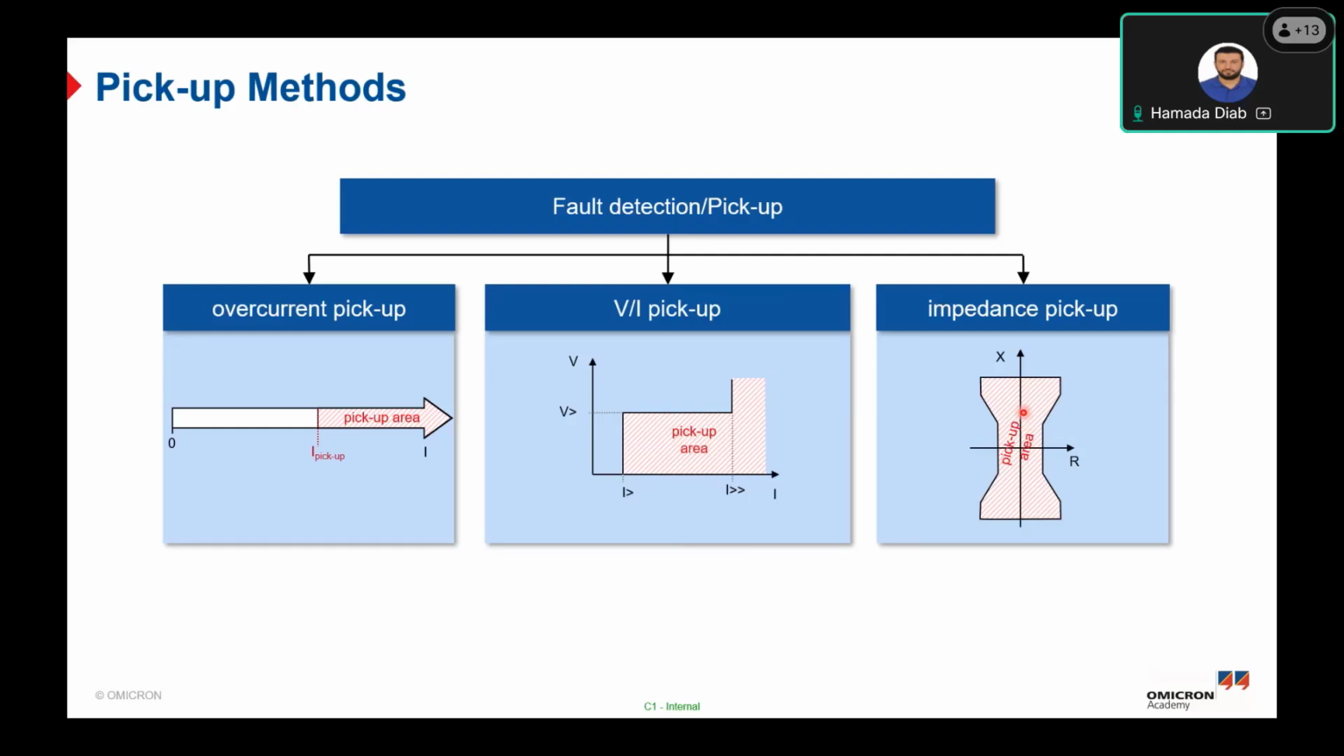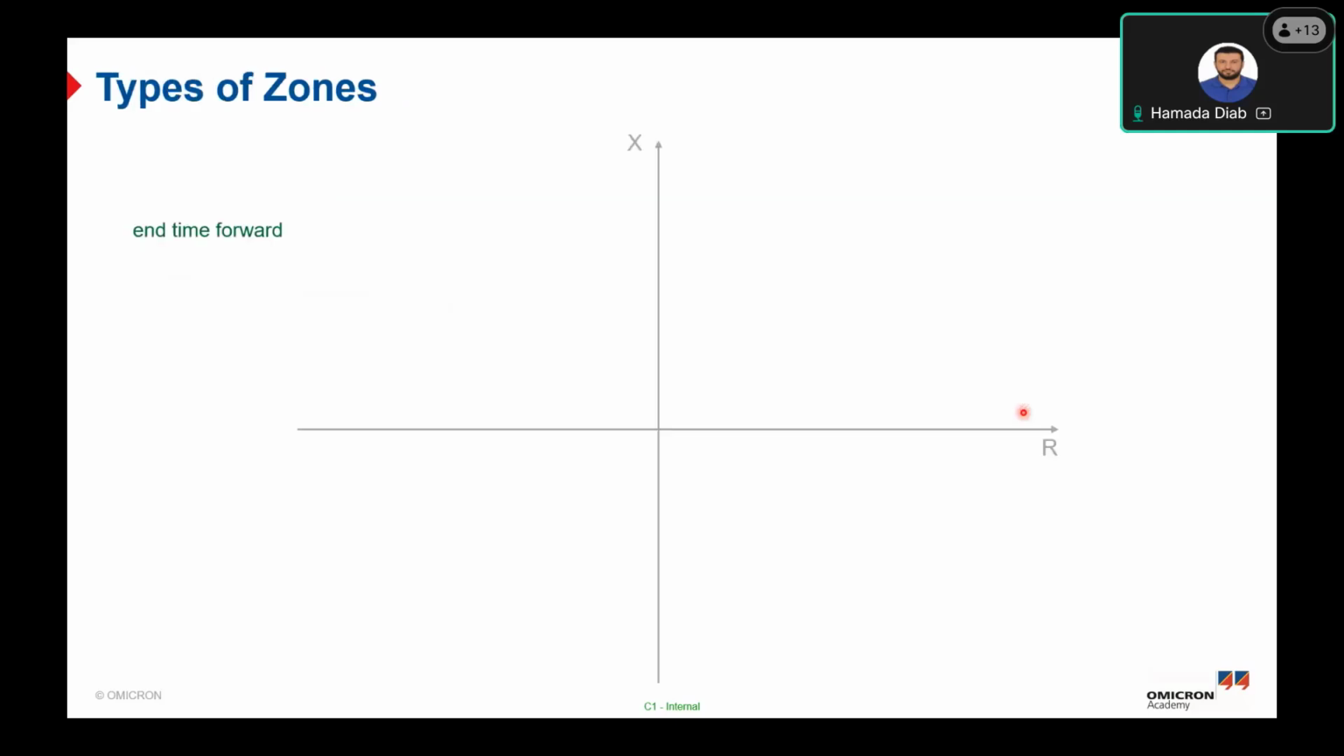Here are the different types of the pickup methods or starter logic, which can be used in the distance protection functions. The most commonly used is the overcurrent pickup, which uses the current as a single criteria. For example, now we will talk about the different types of zones.